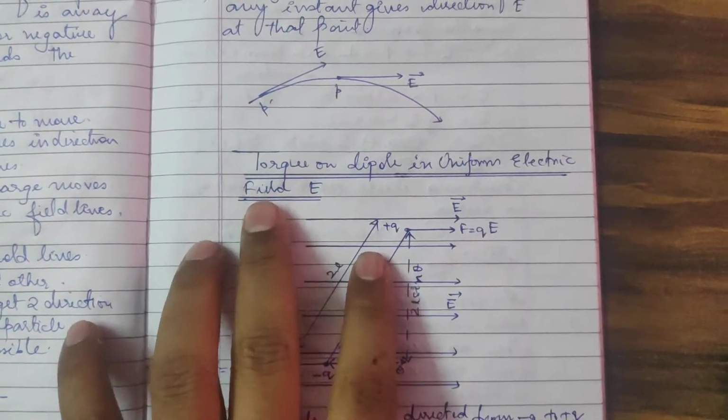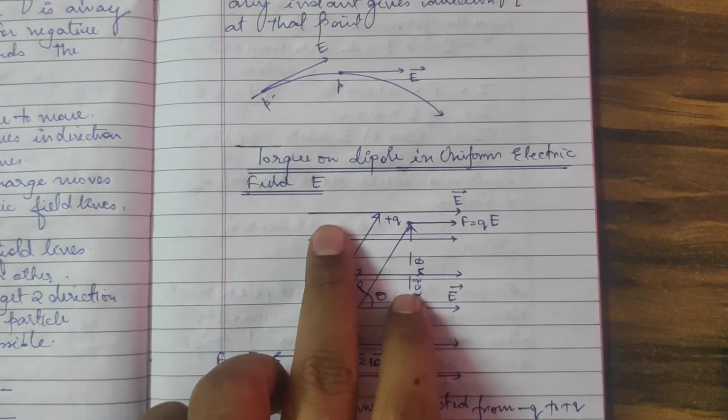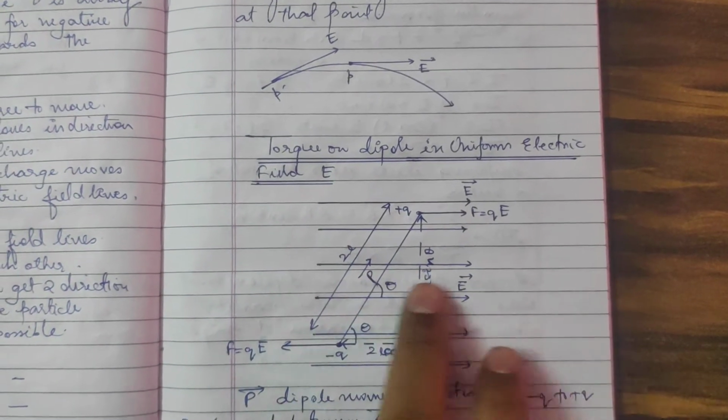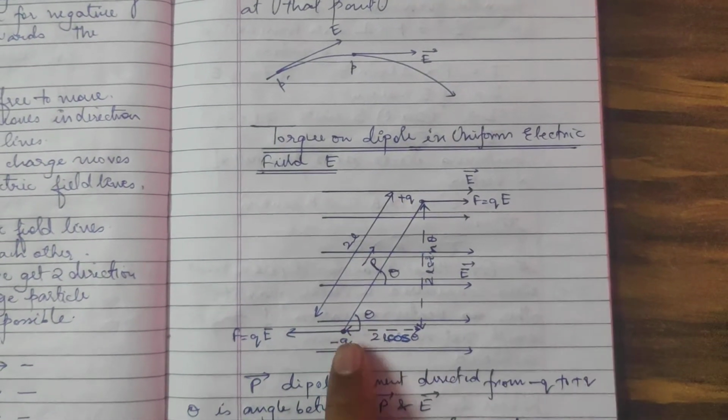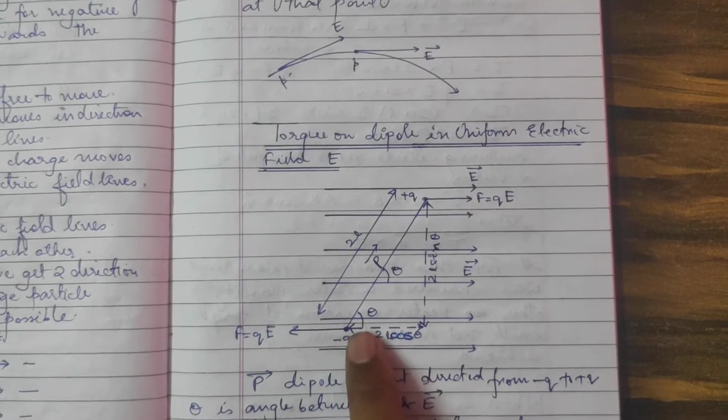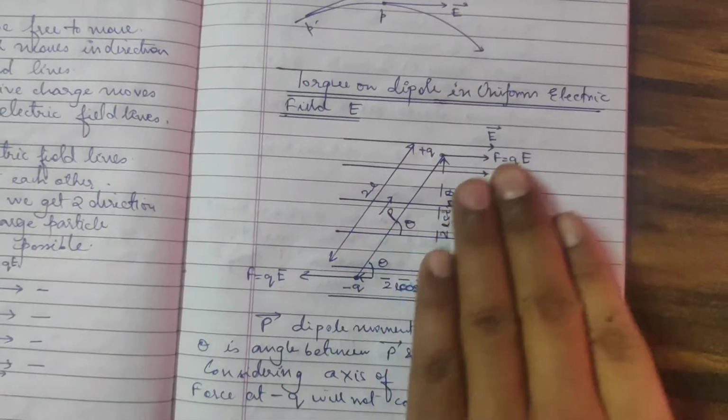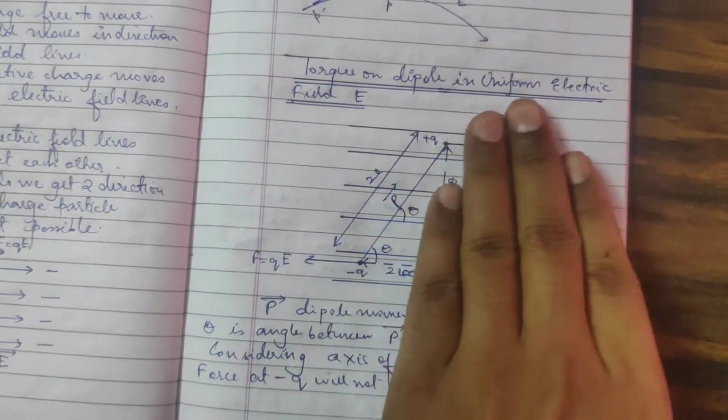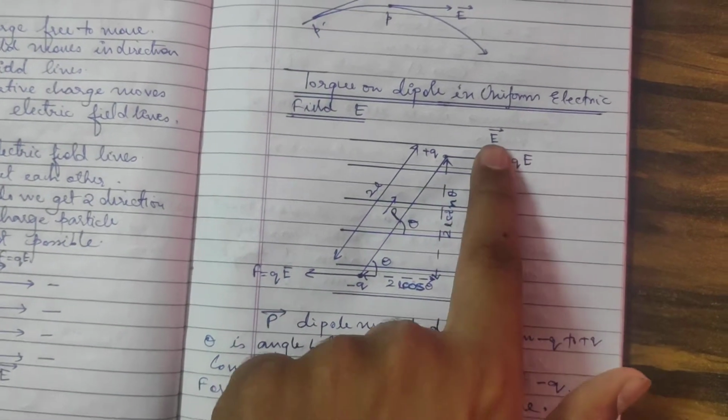Torque on a dipole in a uniform electric field. This is the uniform electric field; I have drawn these parallel lines. This is the dipole, which is placed obliquely at some angle theta to the electric field.